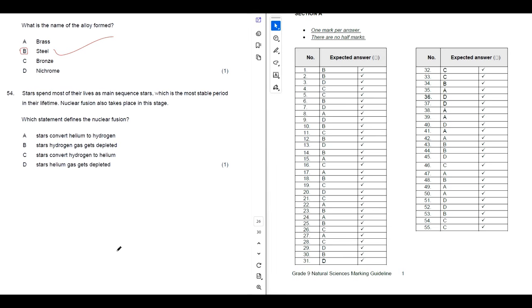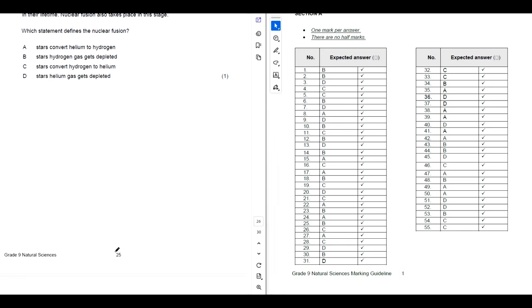And then next we'll move to question 54, which says that stars spend most of their lives as main sequence stars, which is the most stable period in their lifetime. So nuclear fusion also takes place in this stage. So now the question says, which statement defines nuclear fusion? And we know that the statement that defines nuclear fusion is C, that says that stars convert hydrogen to helium.